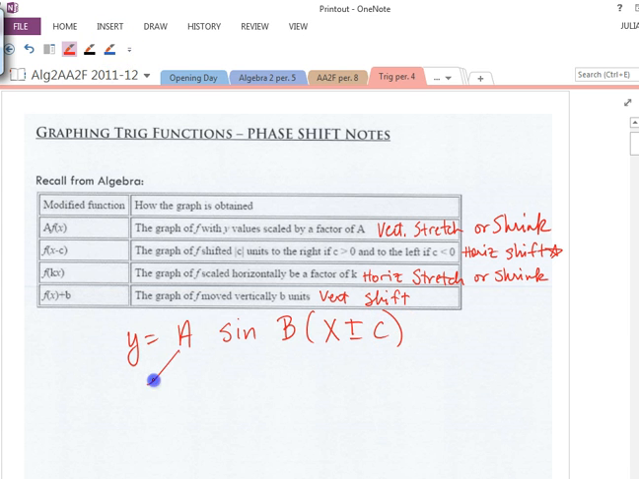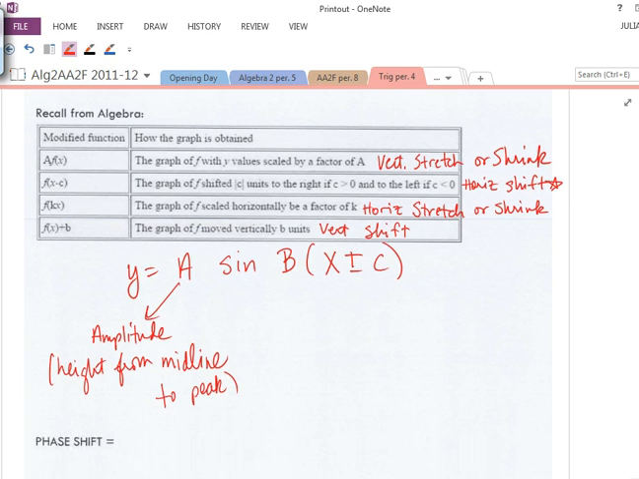Again, as a review, a affected the amplitude, which was the height from the midline to a peak. And if you want a little picture of that, I can throw that in there. This is an amplitude right there, that little height. So we did that yesterday.